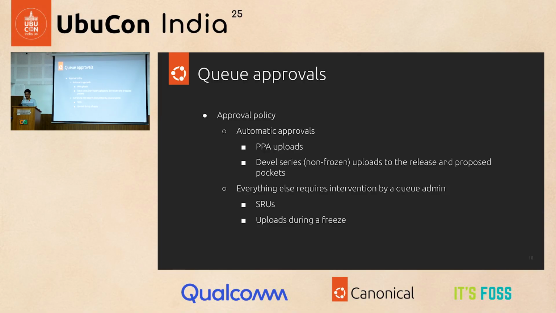In almost all the other cases, you need to keep in mind that this requires approval by an administrator of the queue. When I say admin, it could be a human or some tooling or automation that takes care of checking some prior criteria and then letting the upload get approved. A couple of examples where this might be required are for SRUs, which is the abbreviation for stable release update, meaning when you want to add an update to an Ubuntu release that's already out, you need to go through a stable release update process. So that requires approvals. And then whenever there are uploads happening during a freeze, you will need an approval from a queue admin.